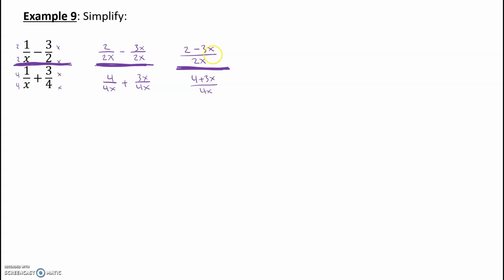So now that we've combined this into a fraction and this into a fraction, remember this is division. We want to change it to multiplication. So we're going to do our keep, change, flip. Keep 2 minus 3x over 2x. Change to multiplication, instead of division. And flip. So this is going to be 4x over 4 plus 3x.